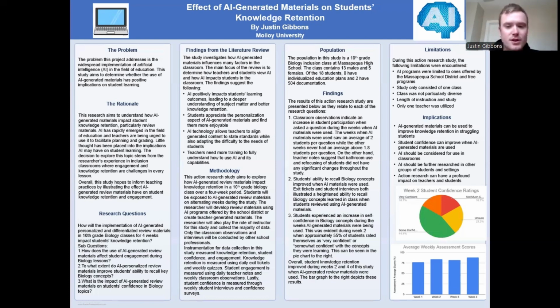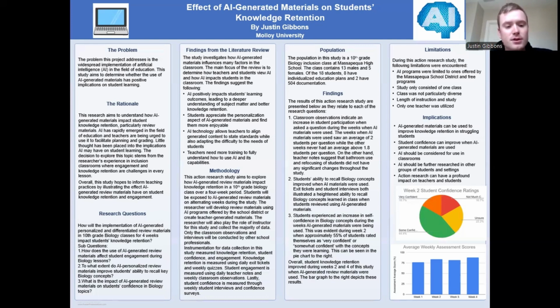So, what were the research questions that guided my project? So, the primary research question was how will the implementation of AI generated, personalized, and differentiated review materials in a 10th grade biology class for 4 weeks impact student knowledge retention? And to help focus our study, there are three sub questions of things I wanted to particularly focus on. Three questions I wanted to especially answer.